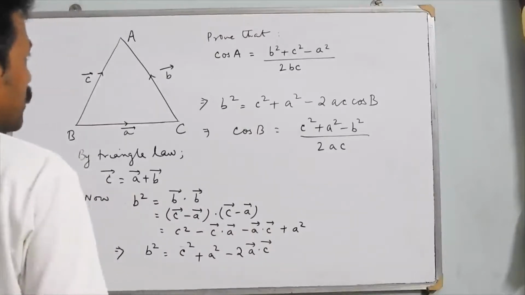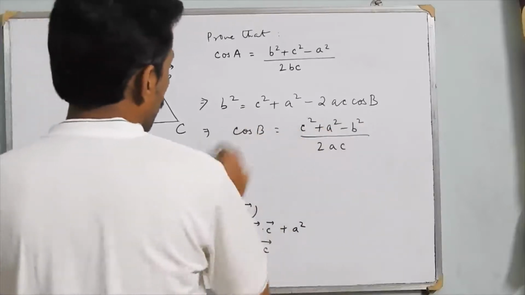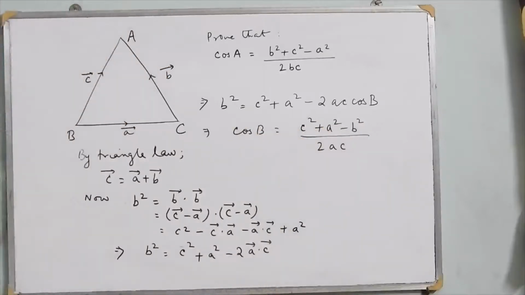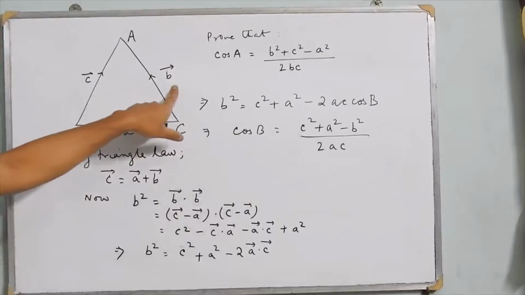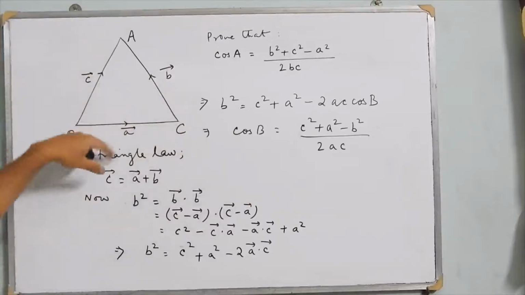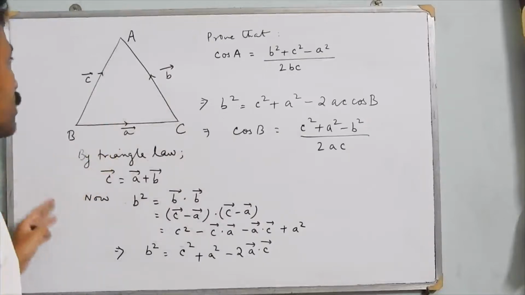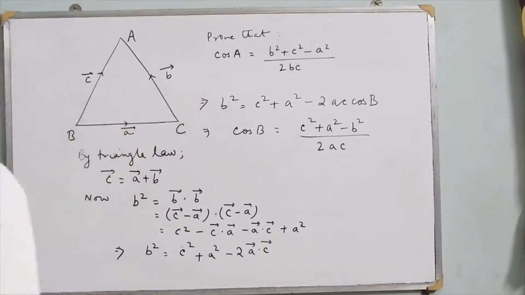In a similar manner, if you can note down, so cos B I have also proved. So now let me find a vector dot a vector, I will get this result. This can also be proved because this is symmetric. Similarly, if you take c dot a, you will get cos C is equal to (a square plus b square minus c square) by twice ab.